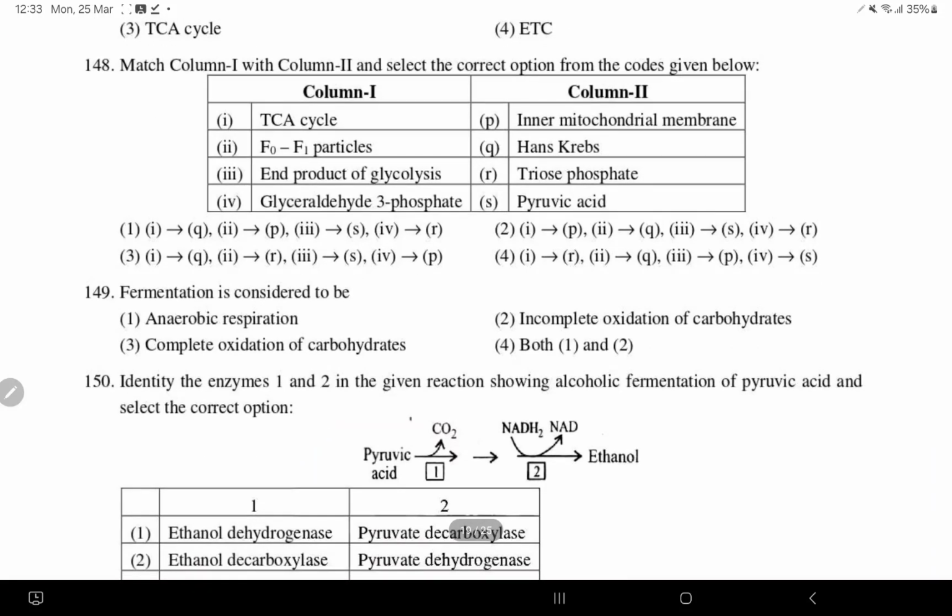Column 1 and column 2. TCA cycle: Sir Hans Krebs. So 1 is Q. F0 F1: inner mitochondrial membrane. 2 is P. End product of glycolysis: pyruvic acid, right? Glyceraldehyde 3-phosphate, triose phosphate. This is option 1, which is right.